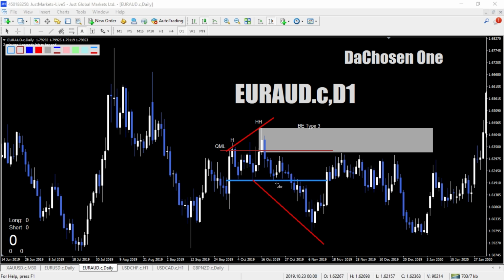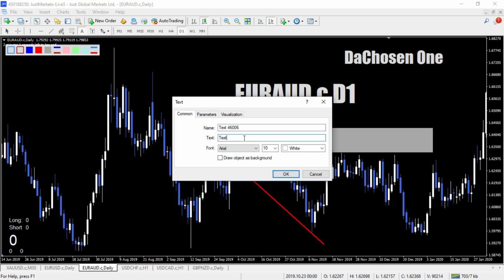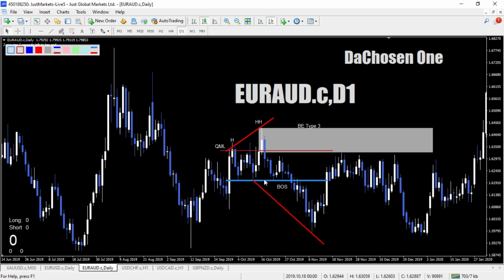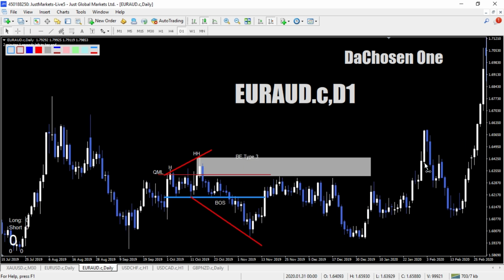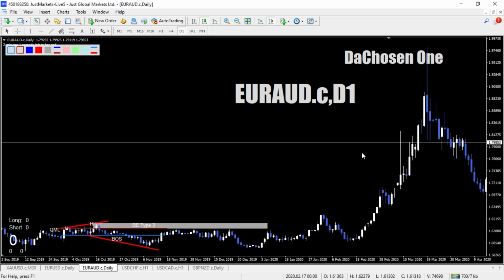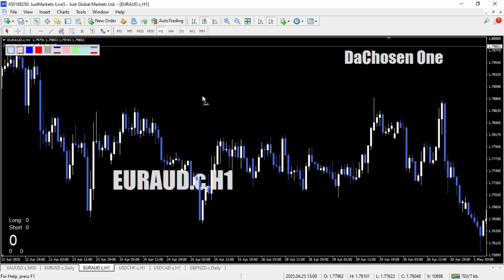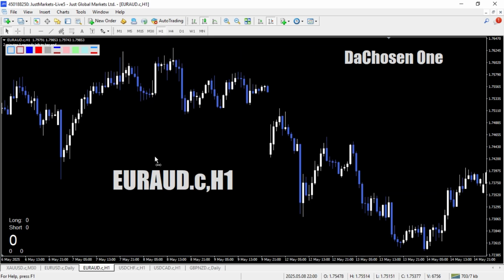And then we have a break of structure over here. As you can see, our price reversed in this area and then came back here. So that's 3. It hits our TP.